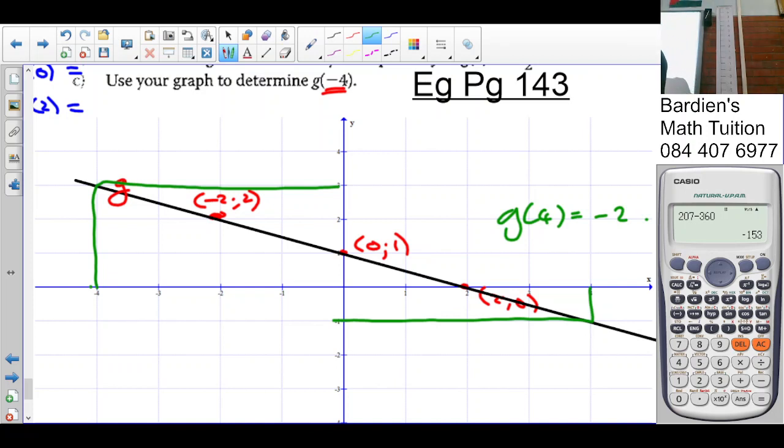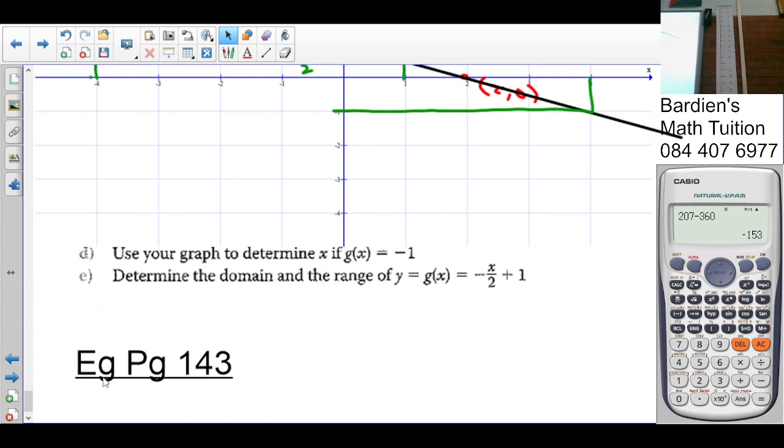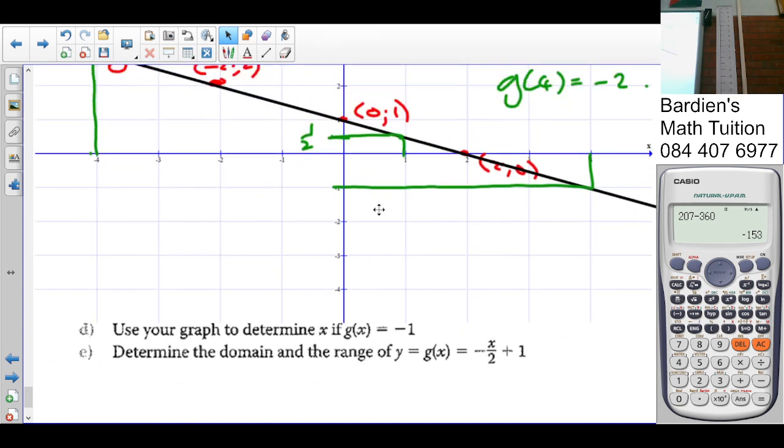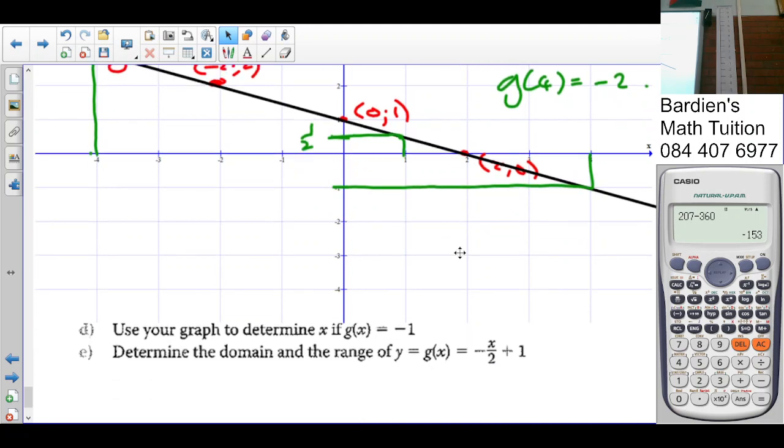What's the value of x if g of x is equal to a half? This was now a y value, not so. Where's g of x is a half there? And what's your corresponding x value? 1. You see, you can work in reverse as well using your graph. Alright. Use your graph to determine, I just did it, g of minus 2. g of minus 2 is 2.